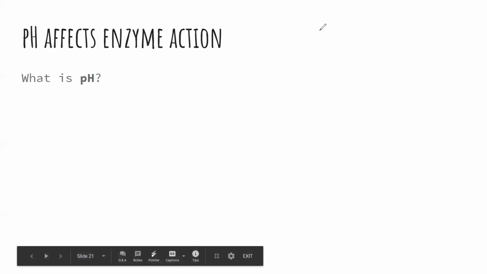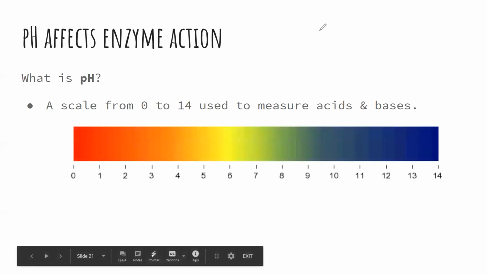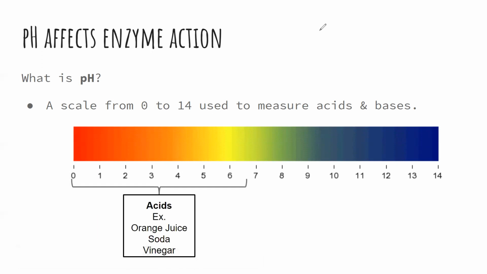So pH also affects enzyme action, or the efficiency of enzyme activity, right? So what is pH? pH is a scale from 0 to 14 that actually measures acidity, so how acidic or how basic something is. So here's our scale, 0 to 14. And the lower the number, the more acidic that solution is.